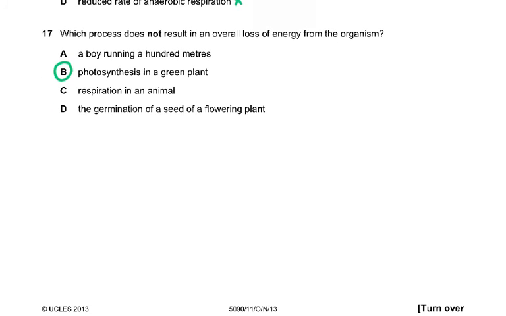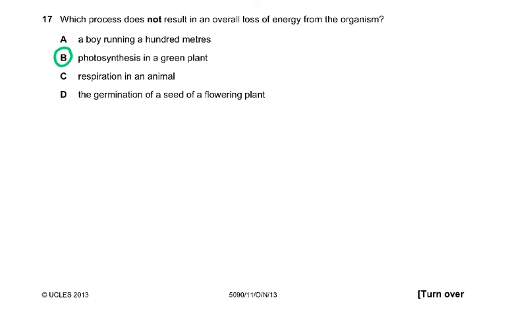Then coming on to question number 17, which process does not result in an overall loss of energy from the organism? Loss of energy: a boy running 100 meters, muscle contraction, energy loss. Respiration in animals, yeah, energy is released. Germination of seed, lots of energy being used up. So overall loss, so you have to think of it, which one is not a use of energy.